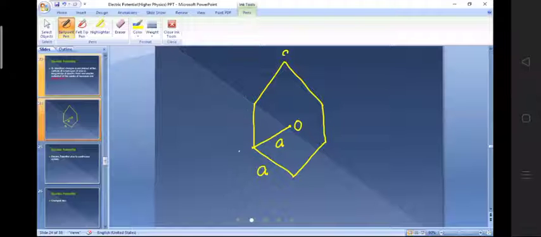Now it is given to you that there are 5 charged particles. So 1 here, 2, 3, 4, and 5. So there are 5 charged particles at the 5 corners of the hexagon. Right? The 6th corner is empty. Now you are supposed to calculate the electrostatic field at the point O and the electrostatic potential at the point O.